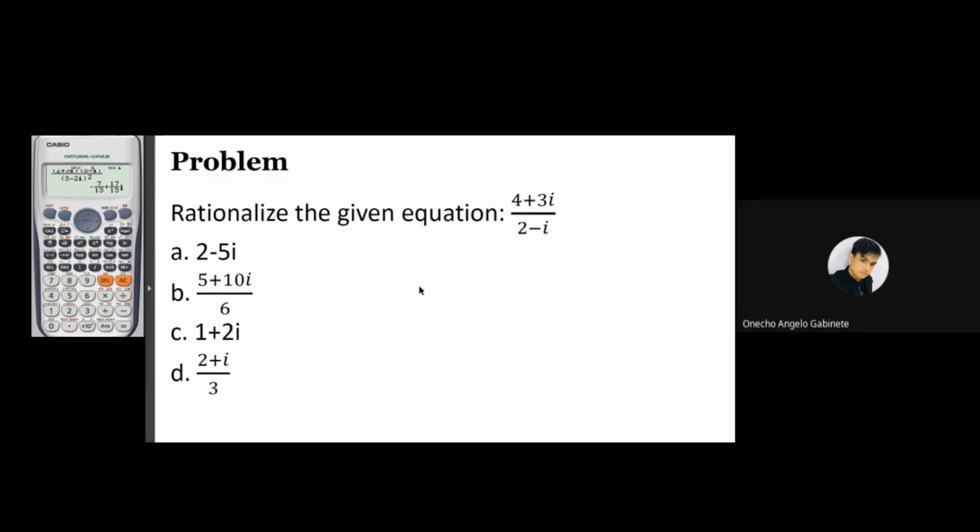Next, rationalize the given equation: 4 plus 3i divided by 2 minus i. What does rationalize mean? It means you divide, so just input in the calculator 4 plus 3i divided by 2 minus i. So the answer is 1 plus 2i.